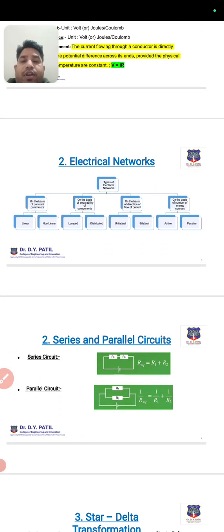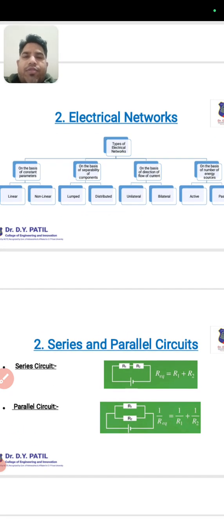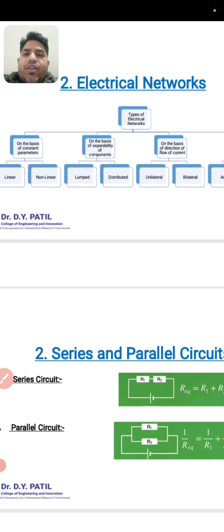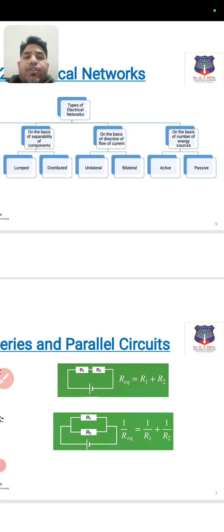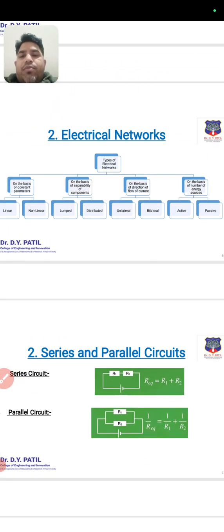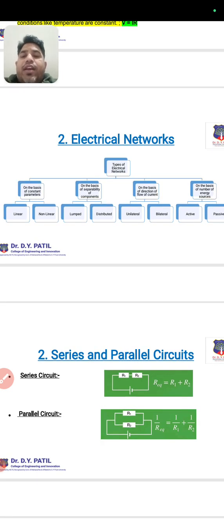The most important thing is the classification of networks. What are the different types of networks? They are classified on the basis of the parameters of the network, the separability of components, the direction of current, and the sources. First we will see linear and non-linear networks, which depend upon the parameters. Linear means the parameters are independent of the current, voltage and temperature. Non-linear networks are not independent of these.